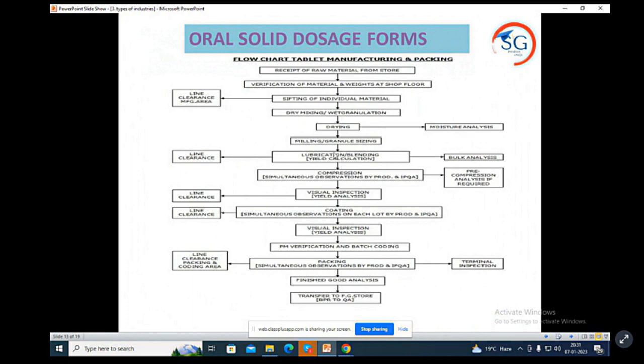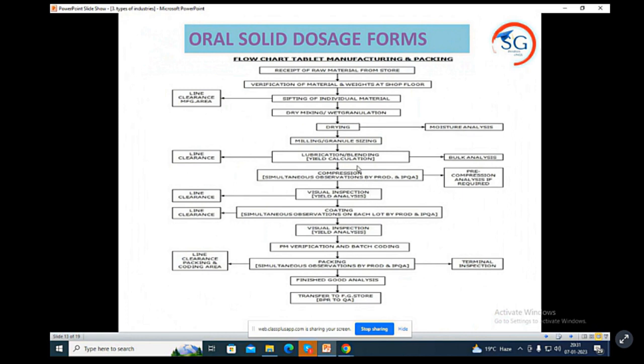Next, now you have got the report of the bulk analysis. Now it is approved, and this blend should be taken into the compression area, and you should take the line clearance from production and the QA. Next, you should pre-compress it by setting all the required parameters of tablet weight, hardness, disintegration time, friability, group weight, everything. Now if all are okay, you should take the startup clearance from the QA person and perform the compression activity. Once the compression activity has been done, you should do the visual inspection.